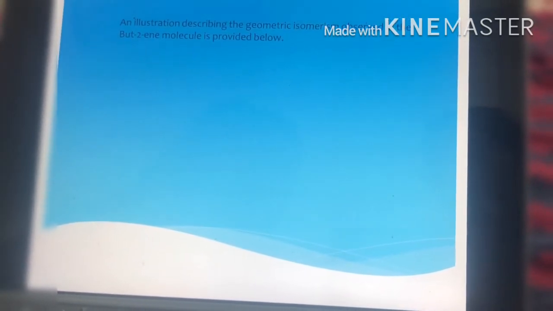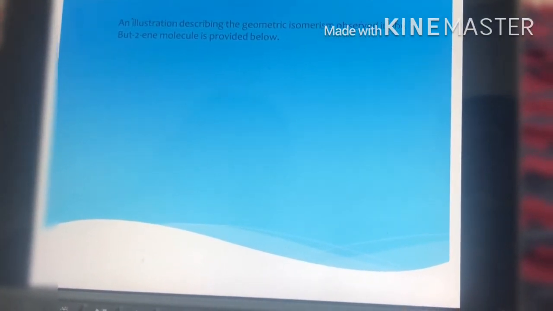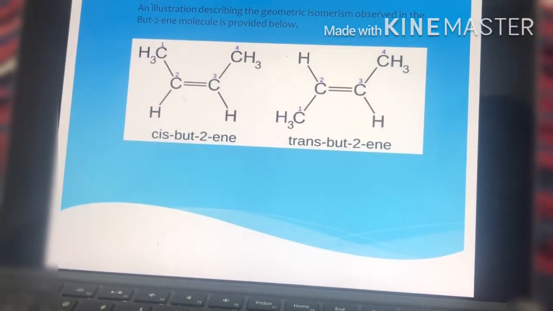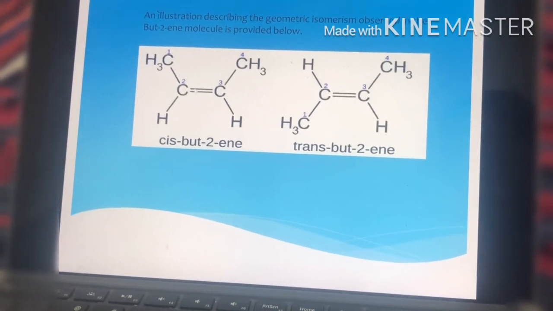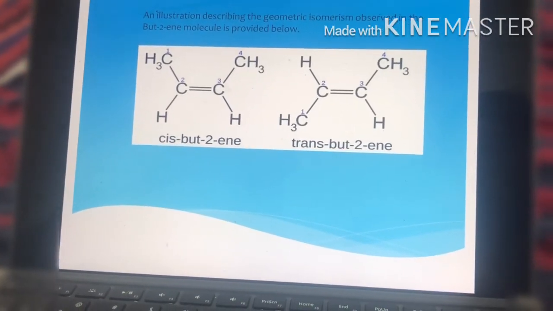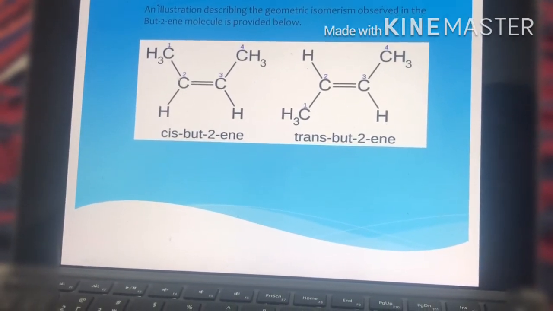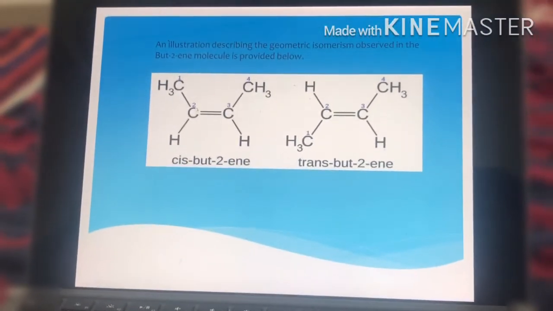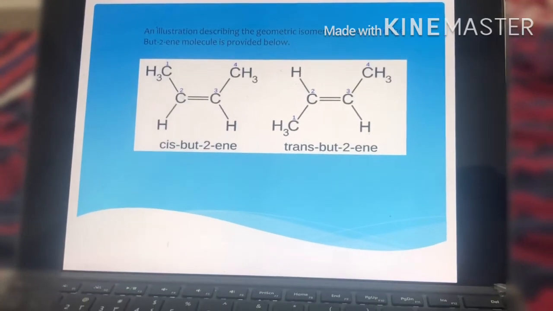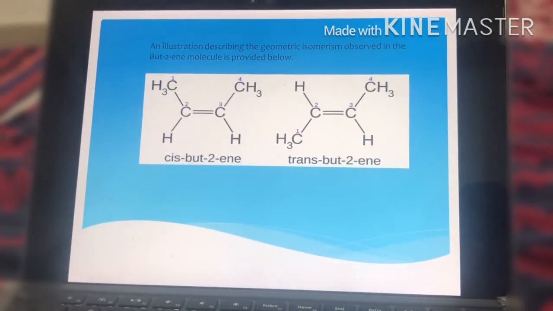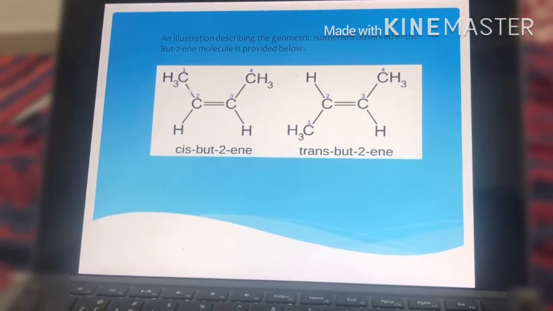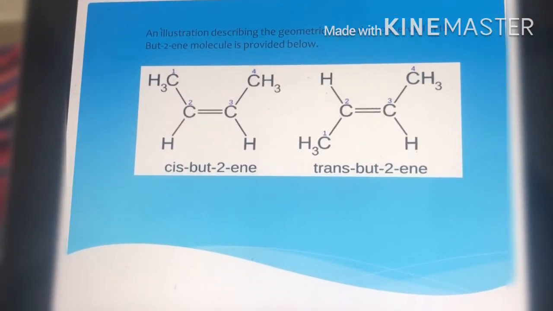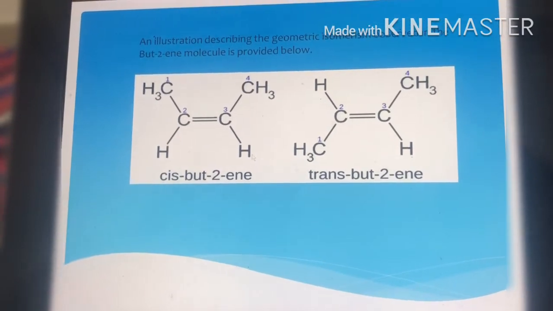Now let us look at an example of an alkene. Now we have but-2-ene, you can see here. What we have to do is choose the axis to draw the double bond. So we have 1, 2, 3, 4. This is the butene, and the double bond is present between the 2 and 3 carbons. So it is but-2-ene. When we look here, both carbons have one methyl group and one hydrogen.